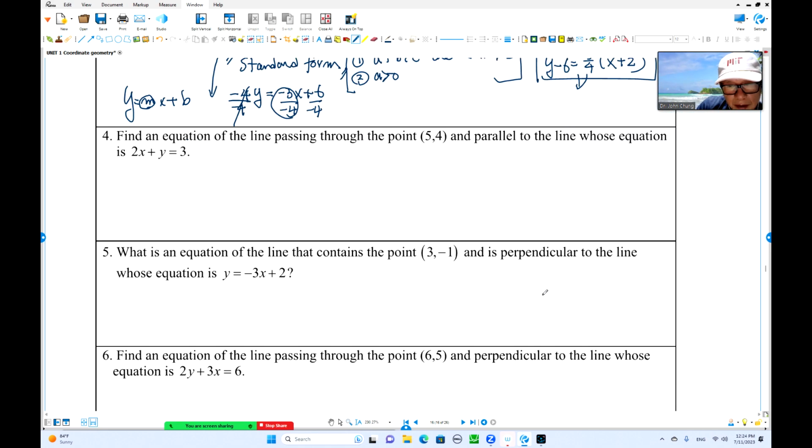The next one is perpendicular. One more time, perpendicular, negative reciprocal. Just remember, if the lines are perpendicular, their slopes are negative reciprocals of each other. What's the slope here? Negative 3. What is the negative reciprocal of negative 3? It's going to be 3, right? This line has a slope of 3, not negative 3. And I'm sorry, 1 over 3. 1/3, I'm sorry. I just forgot.